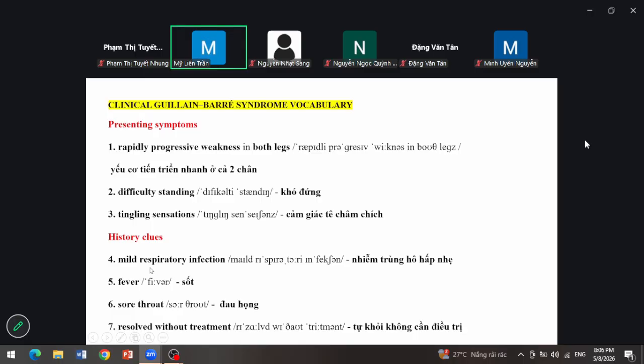History includes mild respiratory infection, fever, sore throat, resolved without treatment.